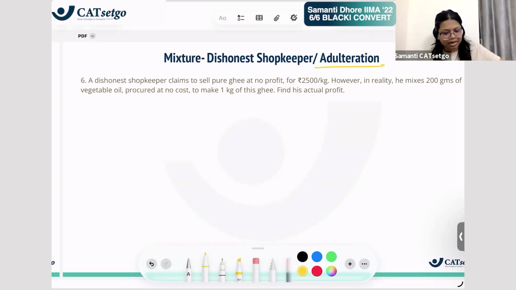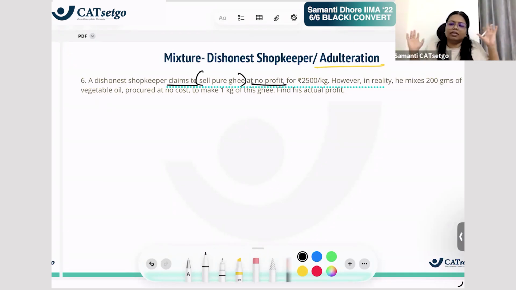Let us do that. Okay, let us take a good question. A dishonest shopkeeper claims to sell pure ghee at no profit. As usual, dishonest shopkeepers are like, "Arey bhai, I don't earn anything." This guy says he is selling at no profit, and he sells it at 2,500 rupees per kg. However, in reality, he mixes 200 grams of vegetable oil procured at no cost to make it 1 kg of this ghee. What is his actual profit?